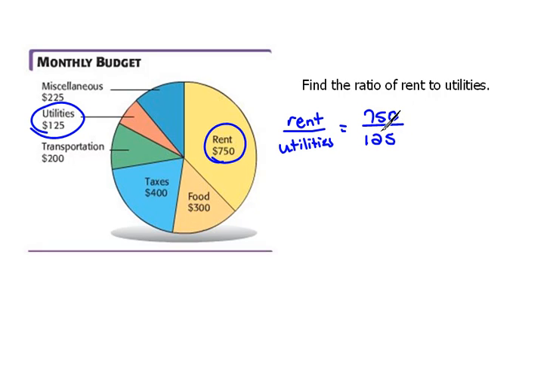And in this case, 125 will go into 125 one time, and it'll go into 750 6 times. So this will actually reduce to 6 to 1. What this is basically saying is that if we compare rent to utilities, then rent is 6 times what the amount for the utilities is. The ratio is 6 to 1. That's what that's saying.